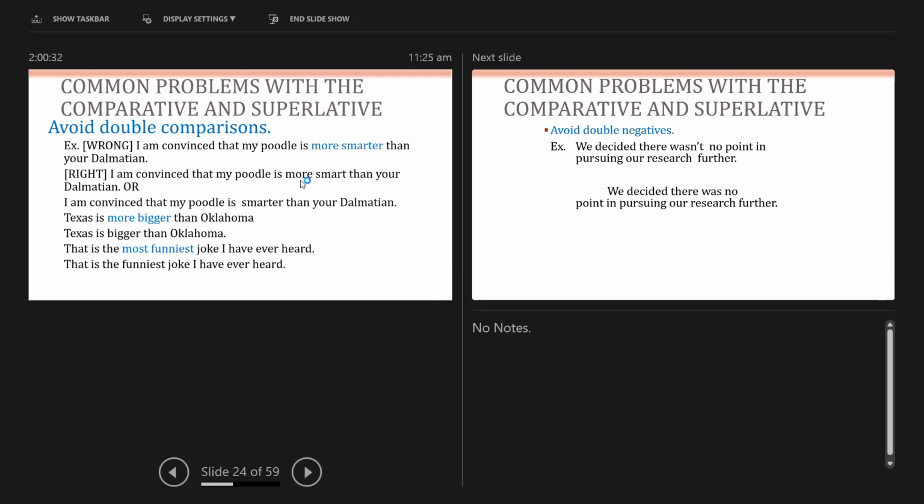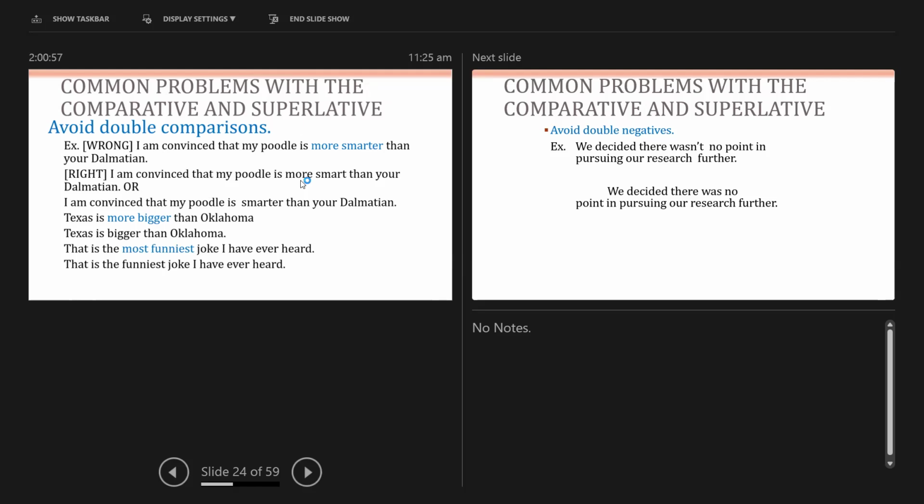Next. Texas is more bigger than Oklahoma. Texas is bigger than Oklahoma, or Texas is more big. However, when you use more big, it doesn't show your competency in grammar. Pero kung gusto mo talaga ng additional words, gamitan mo ng more or most, right? That is the most funniest joke I have ever heard. That is the funniest joke I have ever heard.